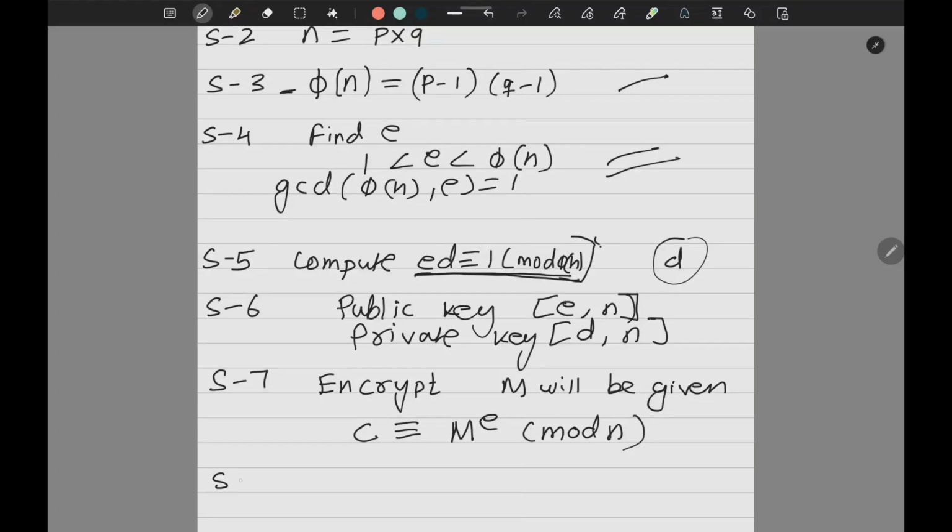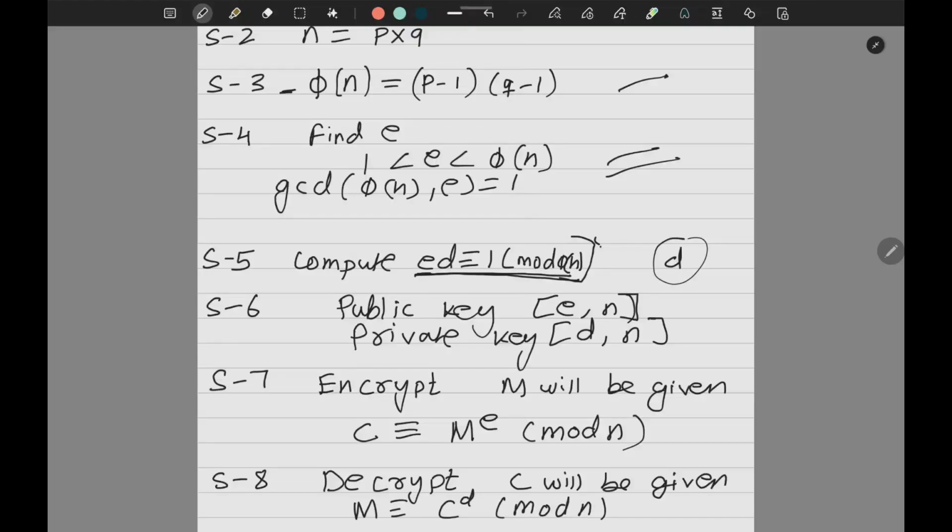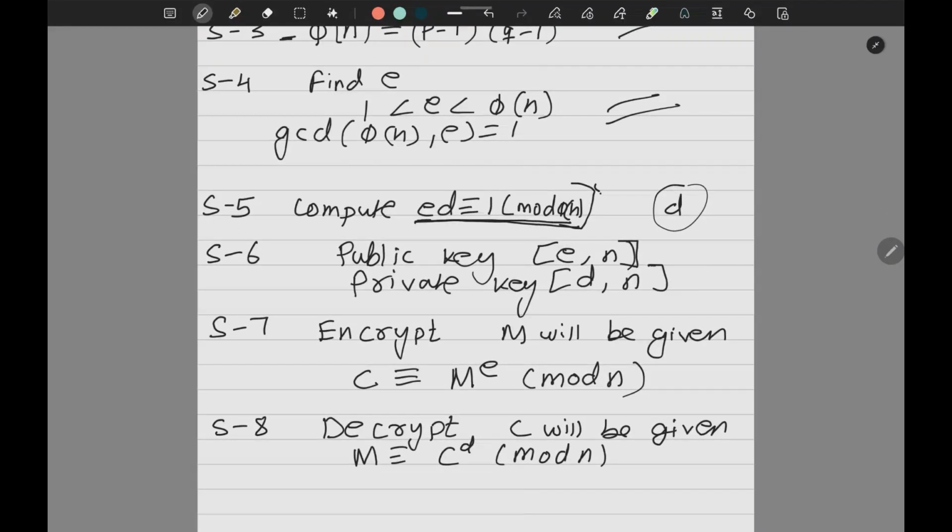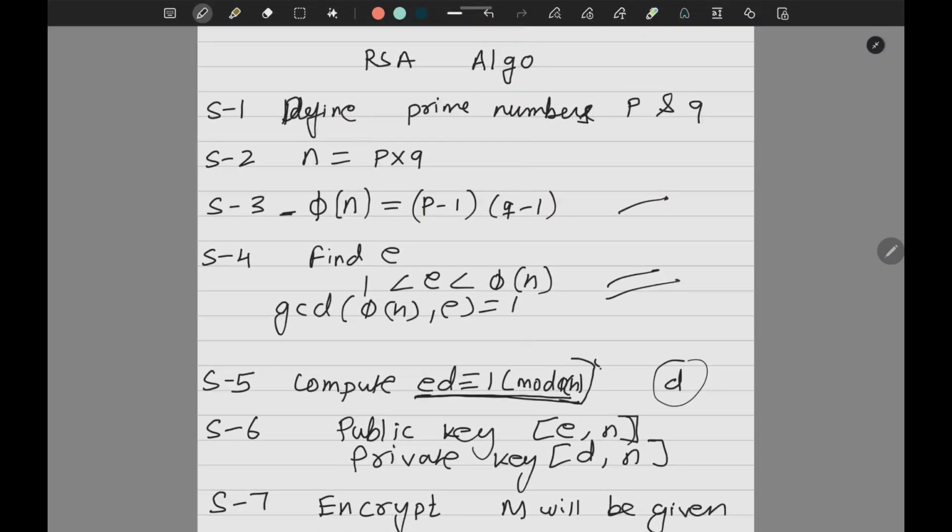Now step 8. If they ask you to decrypt, in that case they will give you C. So C will be given, and you will use the formula M congruent C to the power D mod N. So you will get the value of M. So, understood this point?